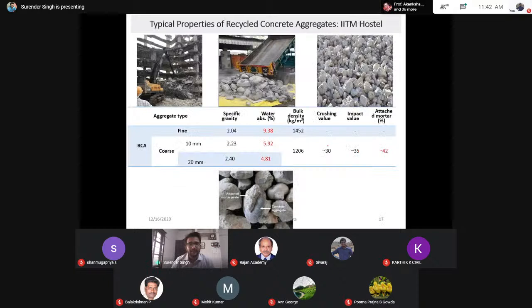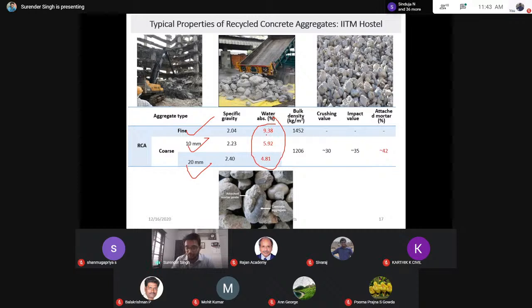Okay, so we took one assignment. What we did, a nearby building was being demolished. We went to the site, we removed all the waste material out of it, and then we brought the recycled concrete aggregate. You can see they're big size. And then we used a single crusher and then the double crusher, and we reduced the sizes into 20 mm, 10 mm and fine aggregate. Okay, then you can see that the water absorption was way higher, near about 10%.